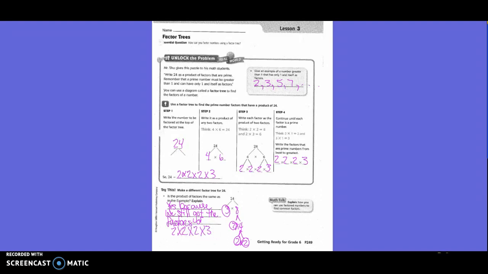So the reason why I had you guys circle these is so you don't forget what you're going to use in your factors, okay? But I circled 3 first. Would that be what I list first? No, because once again, I told you guys to list smallest to greatest, right? Or least to greatest.